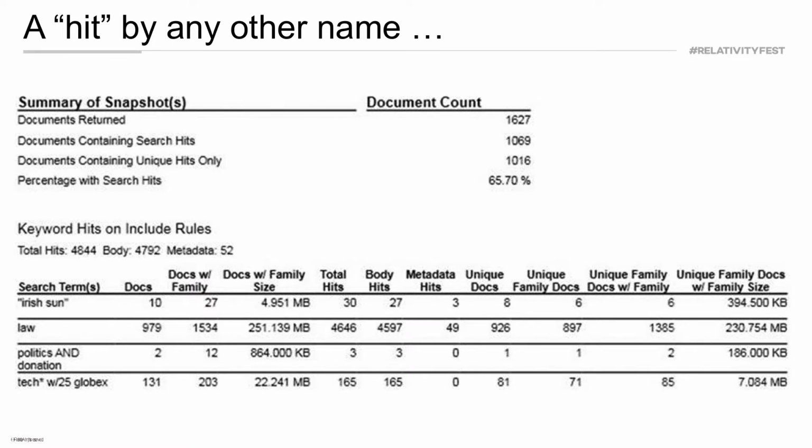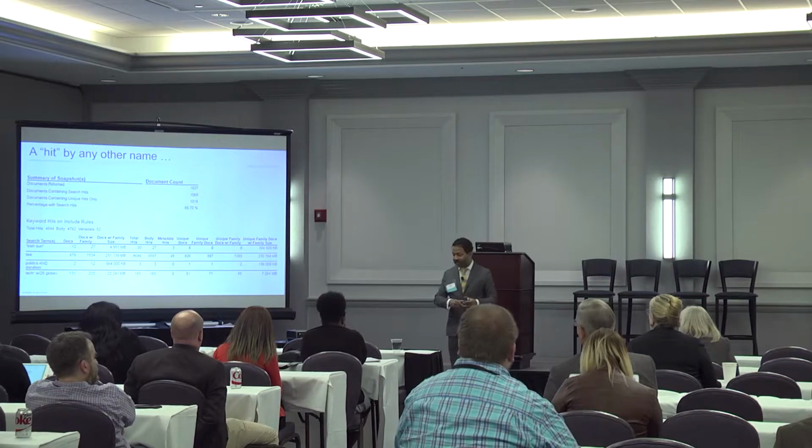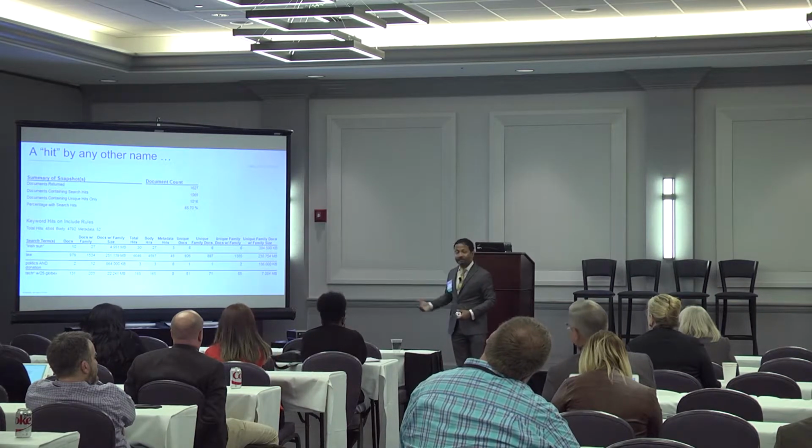But notice there's documents containing search hits, 1,069. So there's a discrepancy between documents returned and documents containing search hits. What's that discrepancy? Which one are you looking at again? 1,627 versus 1,069 at the top there. Documents returned versus documents containing search hits. A little something called family. So if the hit's on an attachment, or the hit's on the email, the attachment comes with it. You don't separate those, right? But those are 2 files. I've got the words that I'm looking for. Irish Sun maybe is in the email. The attachment doesn't have any of those words in it, but it comes back because it's part of the family.